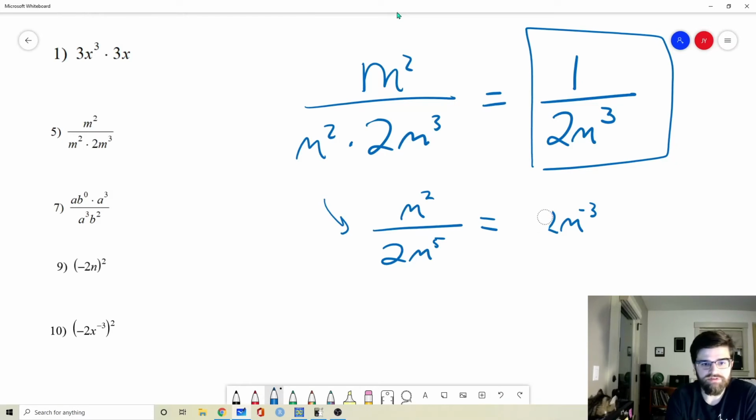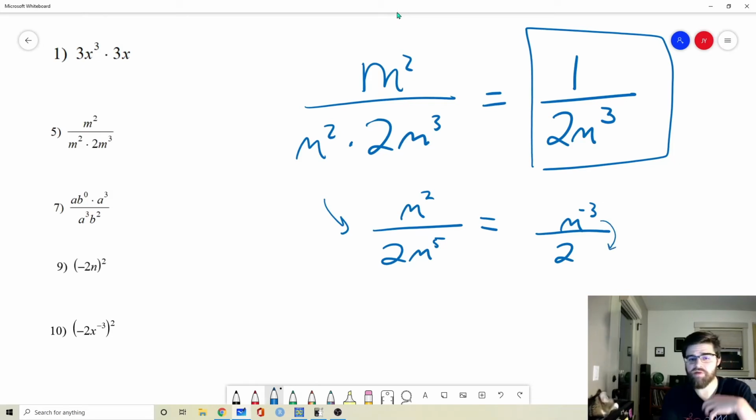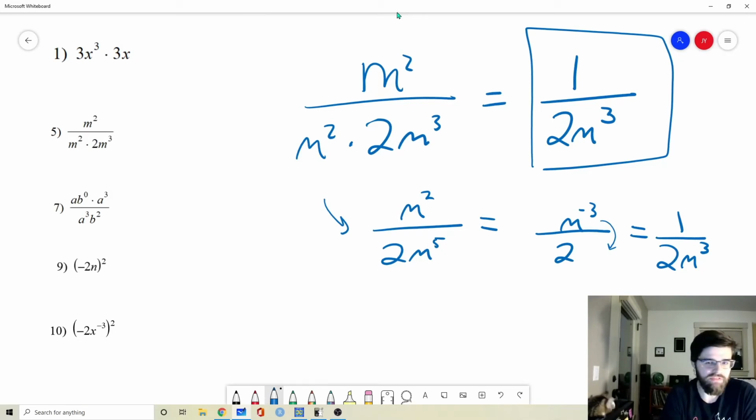Sorry, that 2 is still on the bottom. So my answer would be m to the negative 3 over 2. Now remember that a negative exponent means that basically we can make it positive by switching sides. So that m to the negative 3 becomes 1 over m to the positive 3. We still got this 2 hanging out. So we get the same thing. I find this a little more complicated to think about, but when we cancel something out, we're essentially taking care of that in the same way.